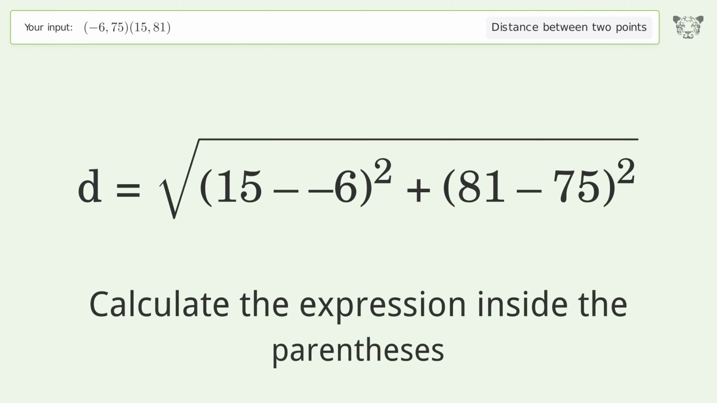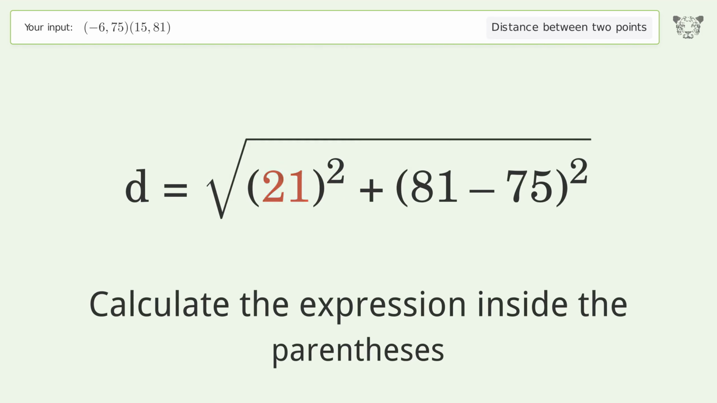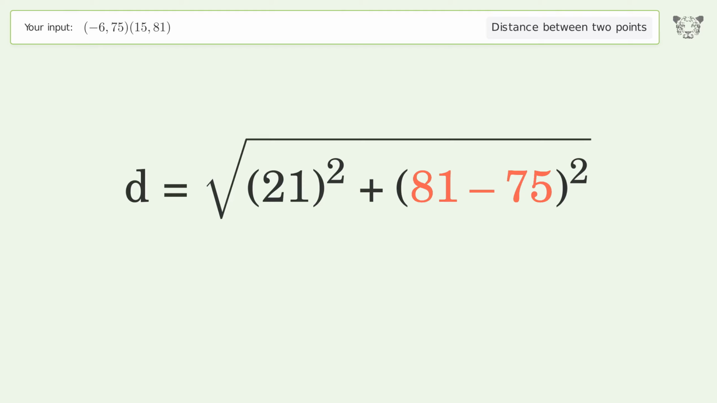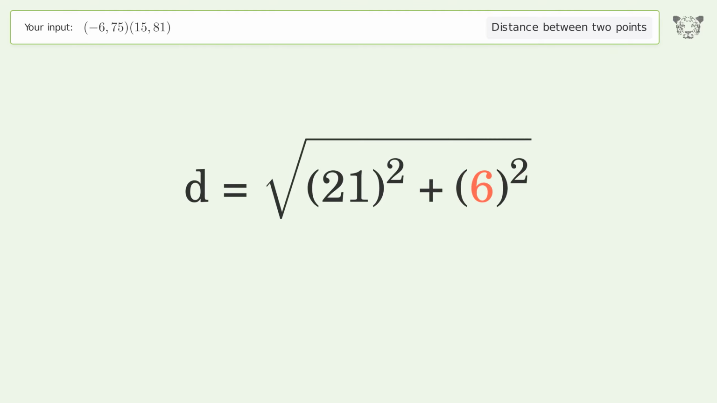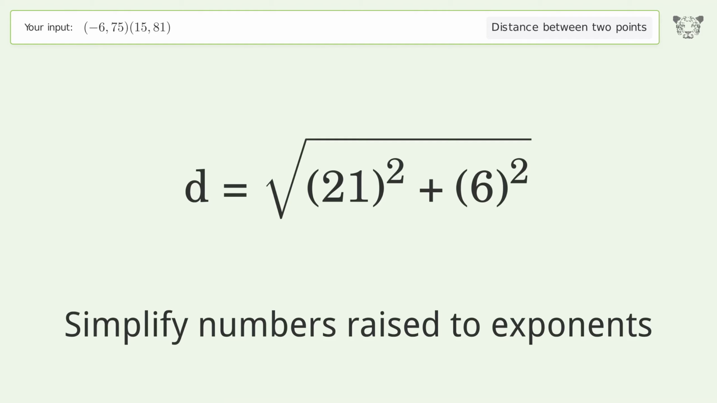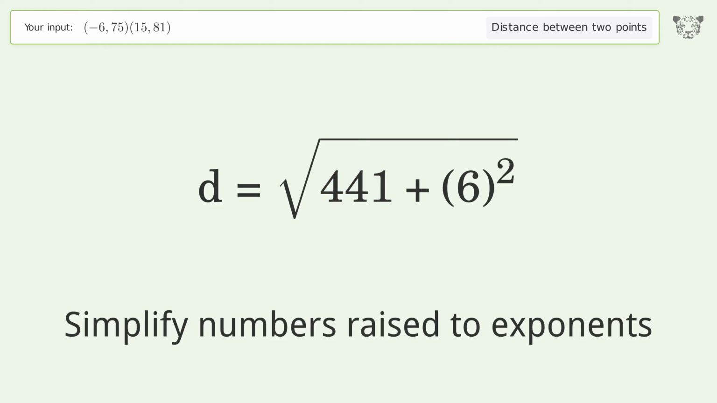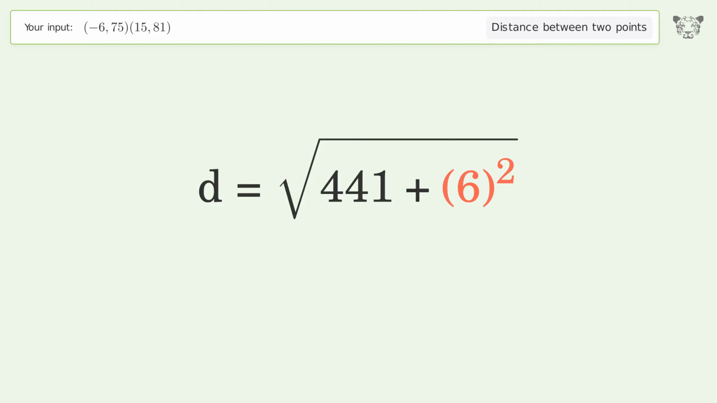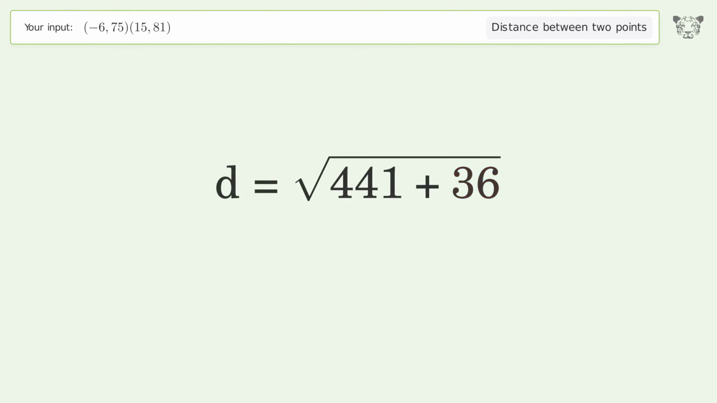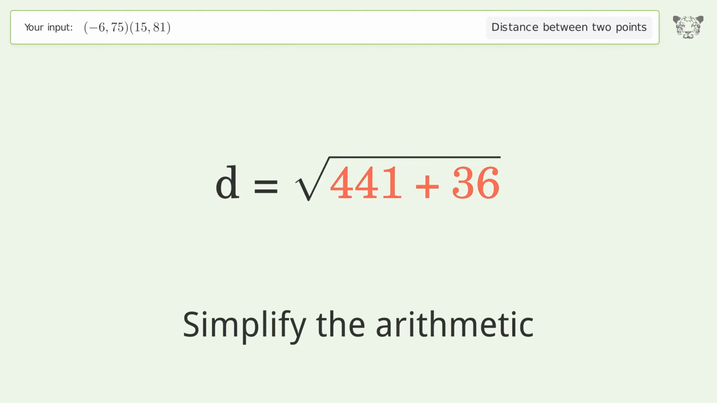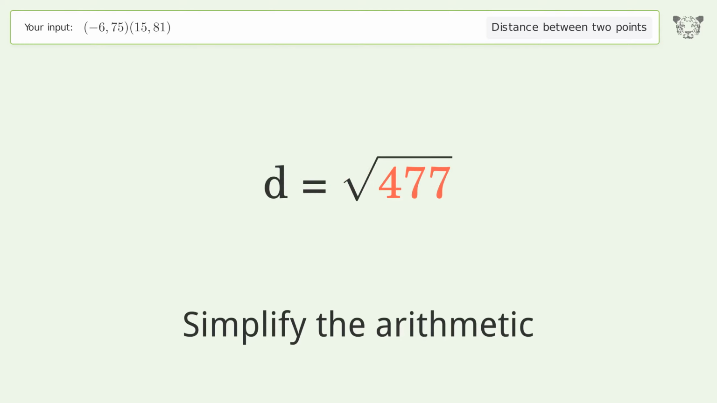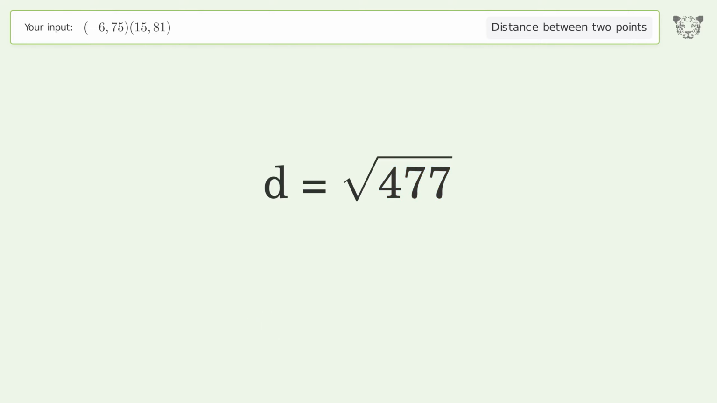Calculate the expression inside the parentheses. Simplify numbers raised to exponents. Simplify the arithmetic. And so the distance between the 2 points is the square root of 477, or 21.84.